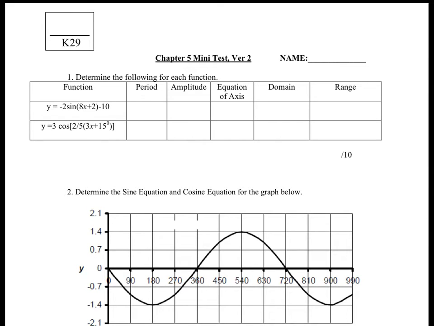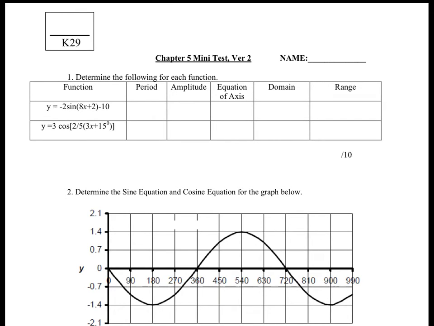In this video, I'm going to go through the solutions to the mini test in chapter 5. The first question is for the function y equals negative 2 sine (8x plus 2) minus 10. Find the amplitude.